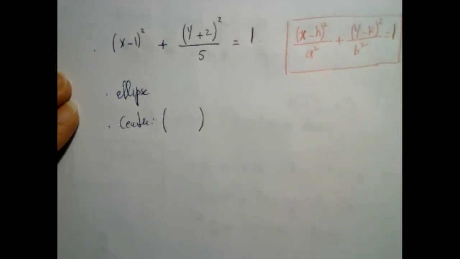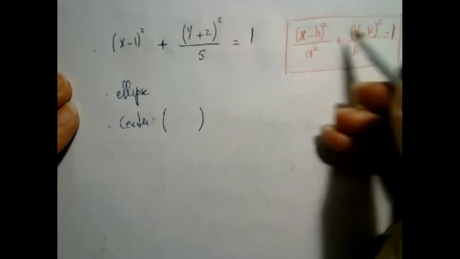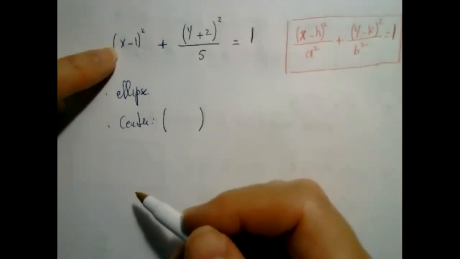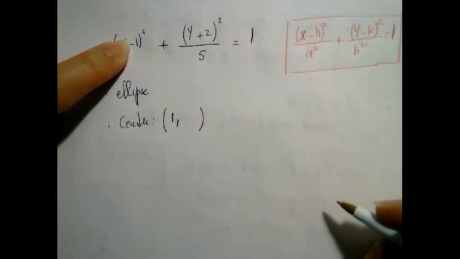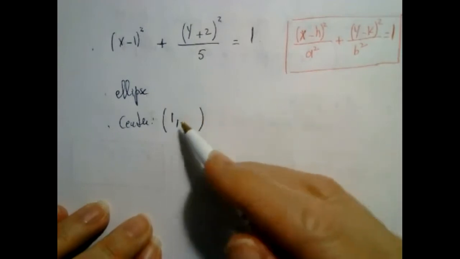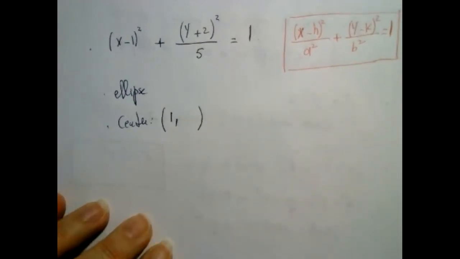Equal to 1. So what is the center? It means the center here is h and k. What's the center in this case? What's playing the role of h? Is it 1? What's going to be the other component? Asia, can you figure it out?